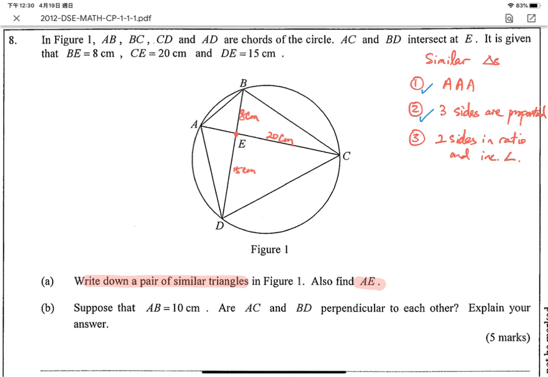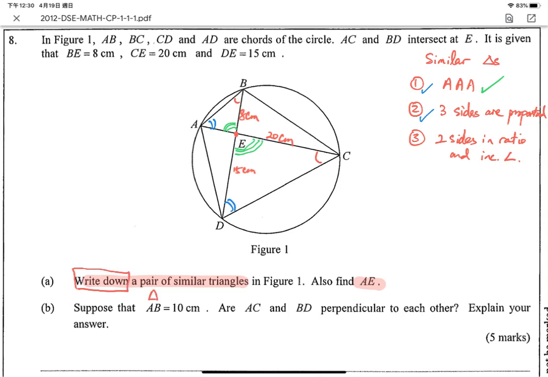In this example, we have the corresponding angles equal to each other, because this angle equals this one, as angles in the same segment. We also have this angle equal to this angle. And of course the vertically opposite angles are equal. So by AAA, triangle ABE and triangle DCE are similar. But in part A, you don't need to prove it. You just need to write it down.